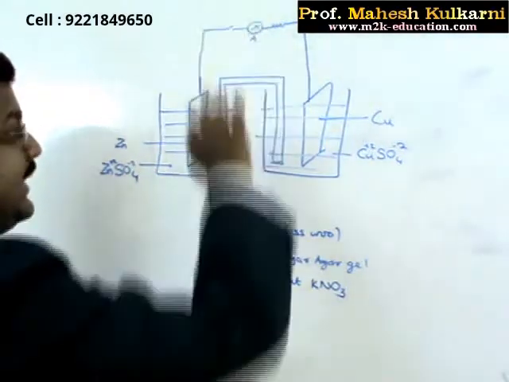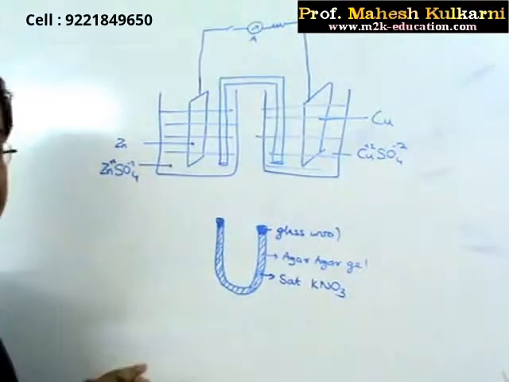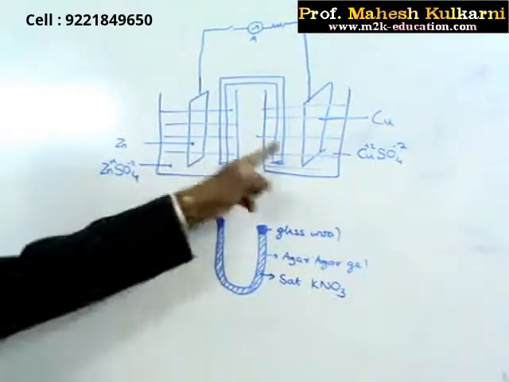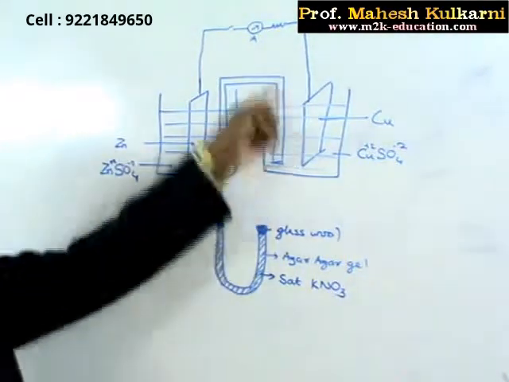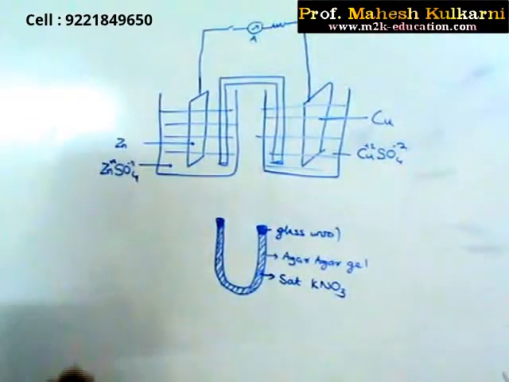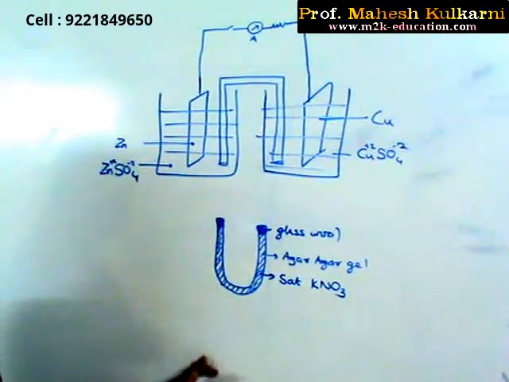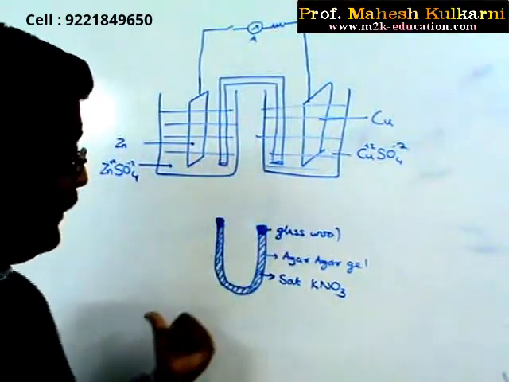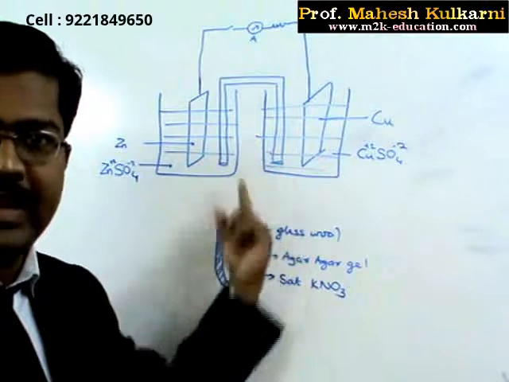When I close the key, I am getting current in the circuit. That means some chemical reactions are carried out over here. These chemical reactions are responsible for generating electric current. That reaction you now have to find out. This is called a salt bridge. You can take down this structure diagram also, because this is very important. The functions of the salt bridge we will understand afterwards.